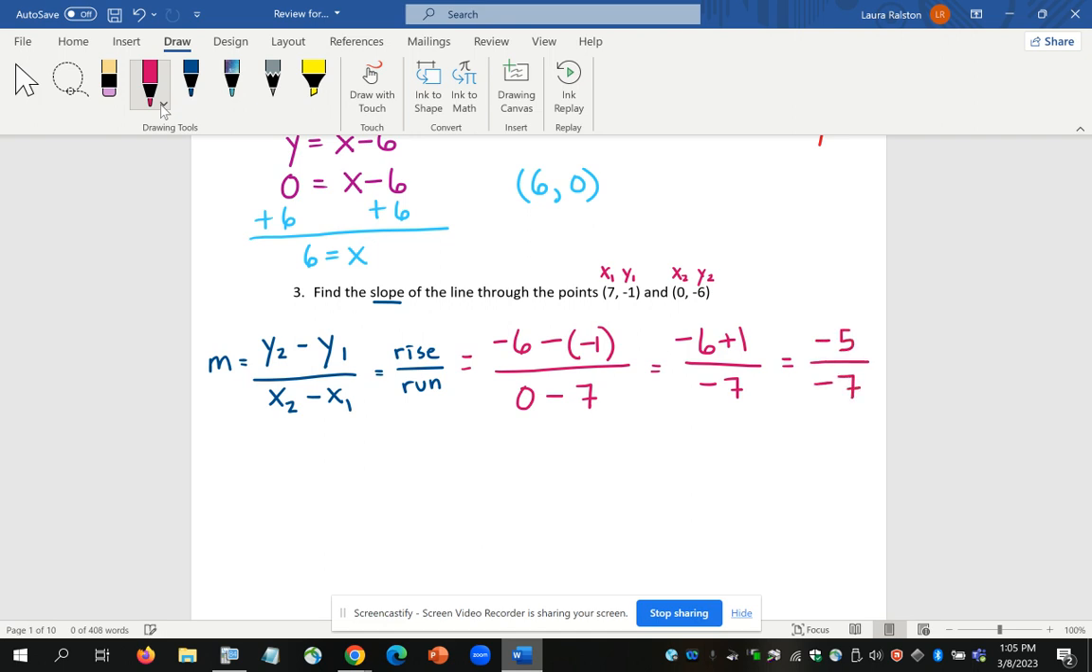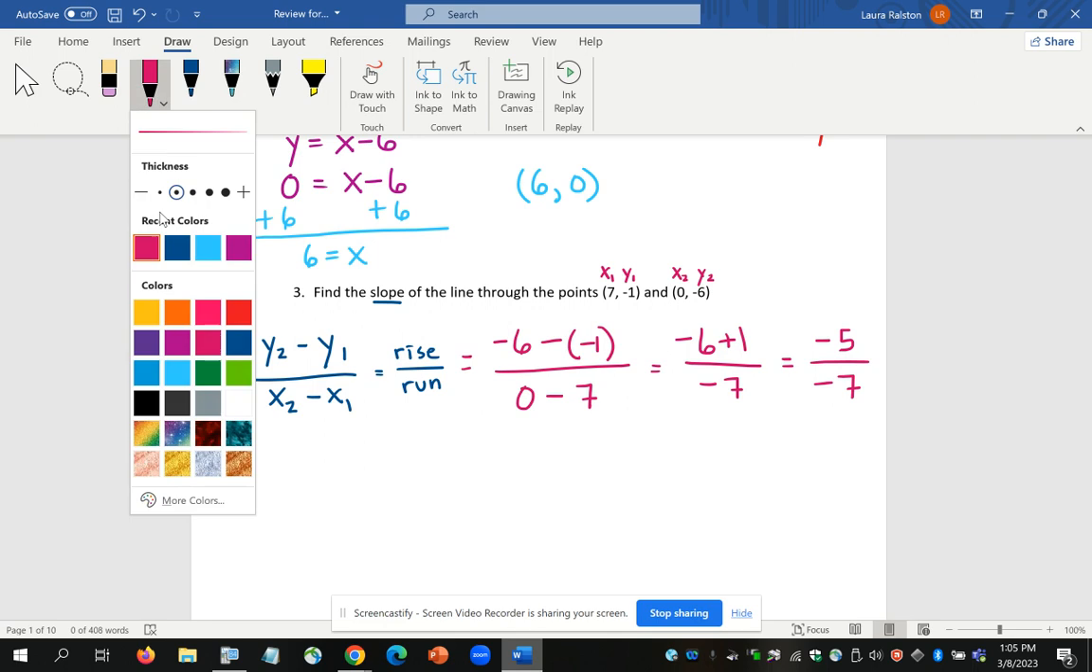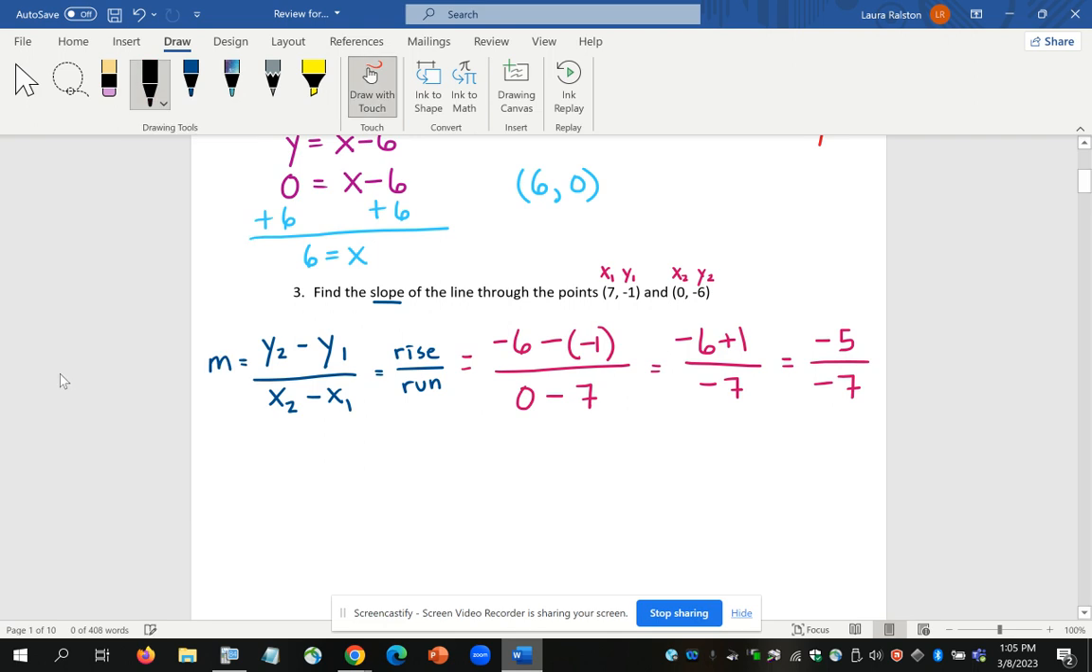That's really a division. You have a negative divided by a negative. So ultimately, your answer is the slope is positive 5/7. Negative divided by negative makes a positive.